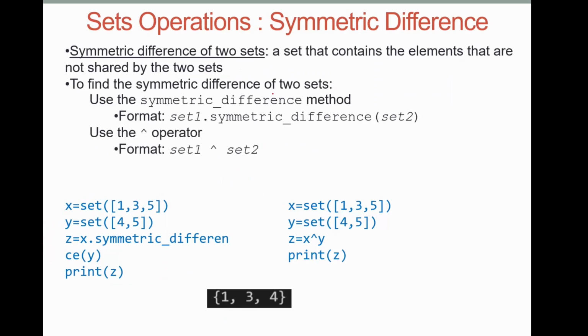Let's see symmetric difference now. Symmetric difference of two sets is a set that contains the elements that are not shared. What do we mean by not shared? Not shared means in the first but not in the second, and in the second but not in the first. And the opposite of intersection. To find symmetric difference, we use the symmetric difference method. Or we can use this cap symbol.